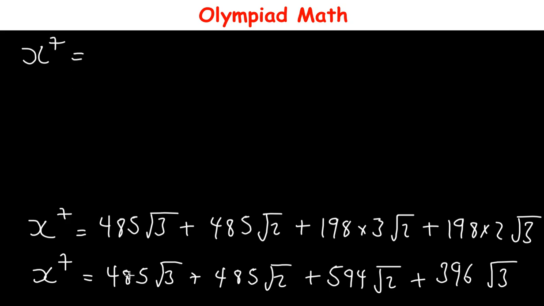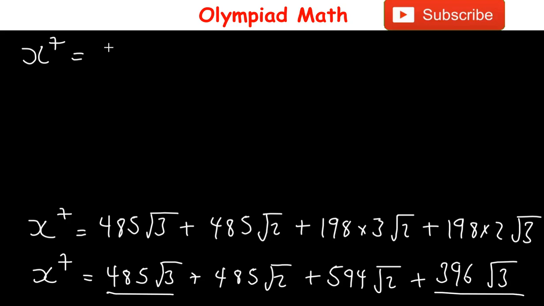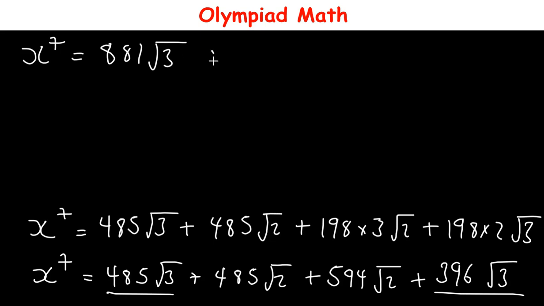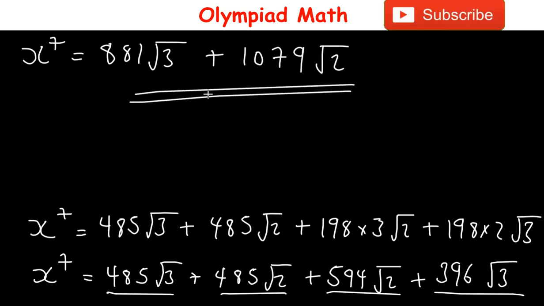So from here, we have the value of x raised to power 7. This equals, so adding 485 root 3 plus 396 root 3, the value is equal to 881 times root 3, then plus, adding 485 root 2 plus 594 times root 2 is equal to 1079 times root 2. And this is the final answer to the solution of x raised to power 7.